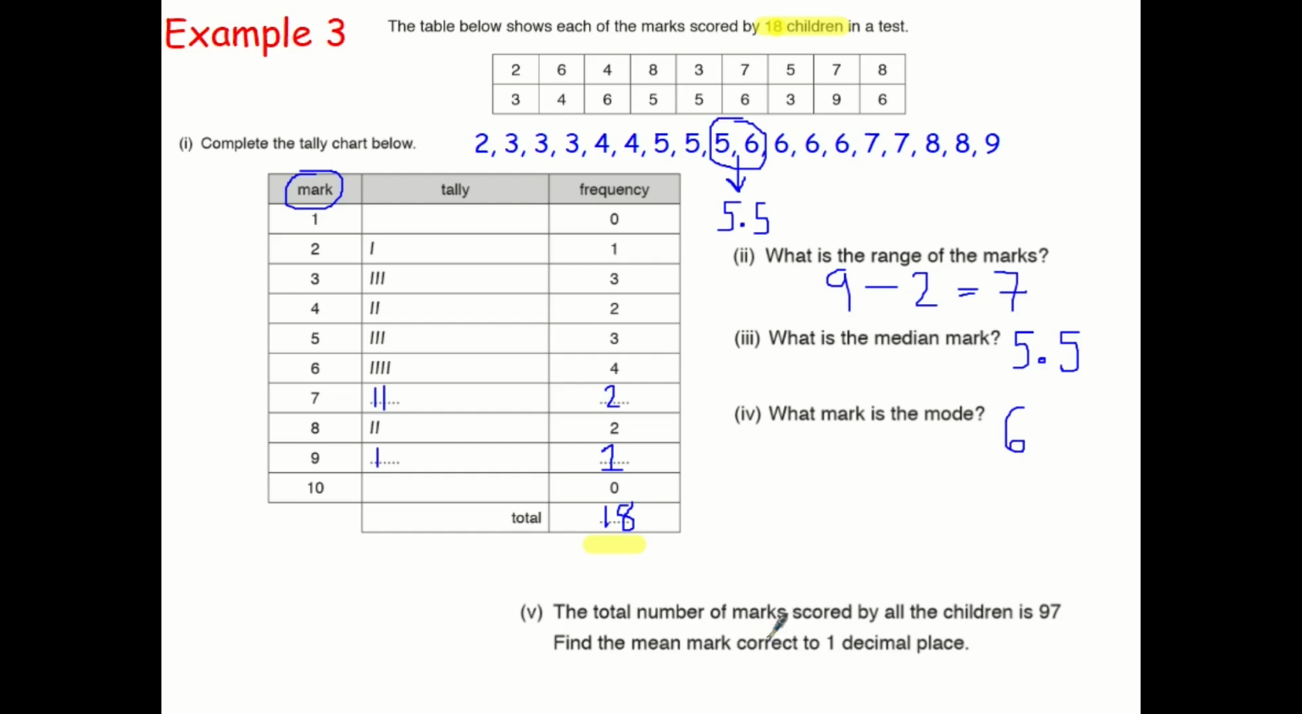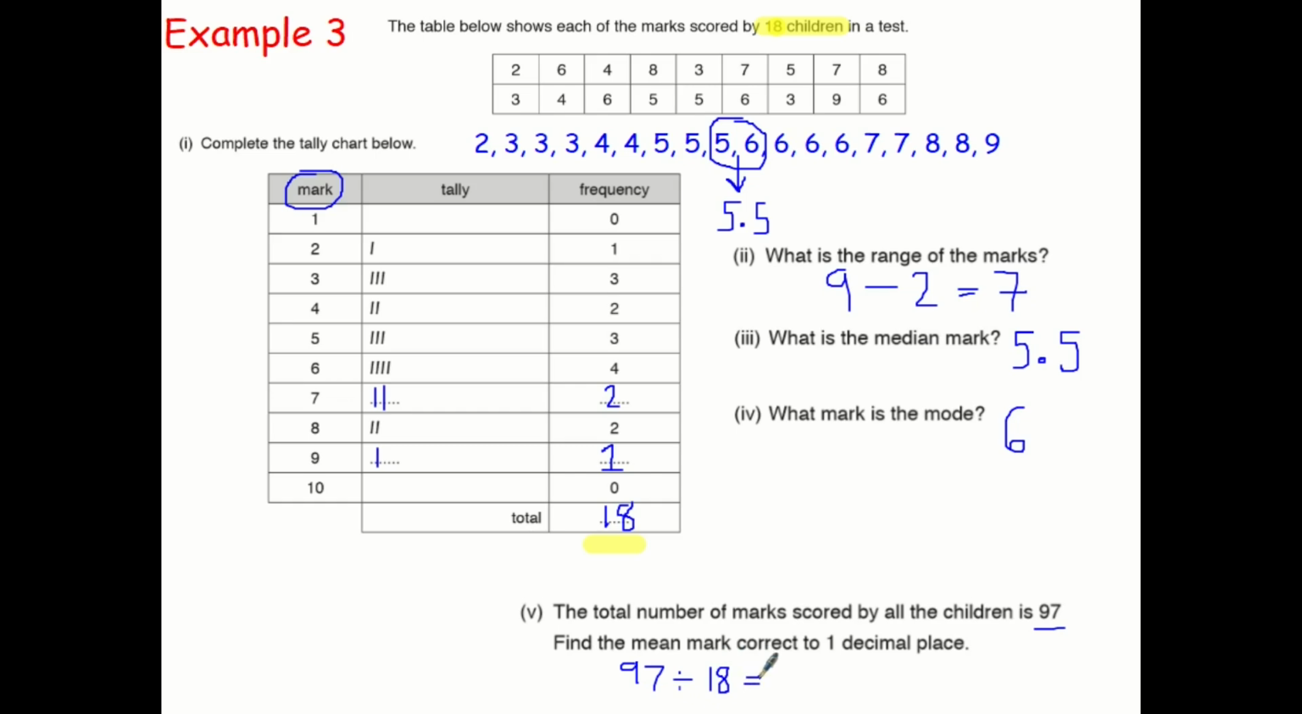And finally, part 5, the total number of marks scored by all the children is 97, and therefore we've got to find the mean mark correct to 1 decimal place. So to get the mean, you're adding and dividing. Well, they've already done the adding for us because they've given us the total. So we're doing 97, and that's the total of all the children's marks. But how many children were there? There were 18.